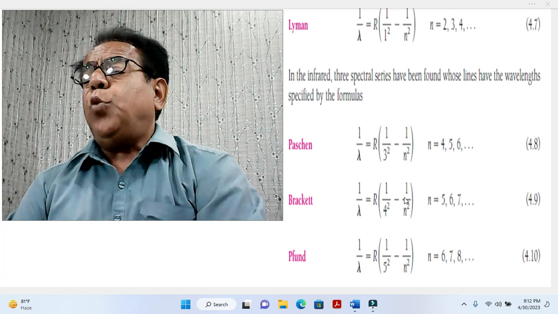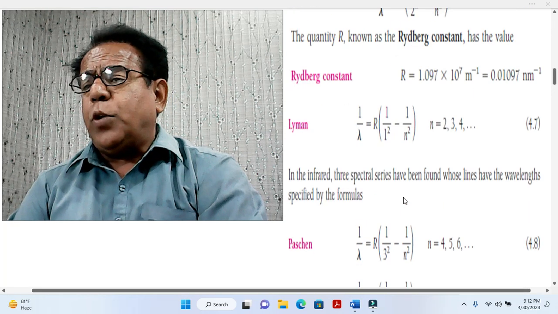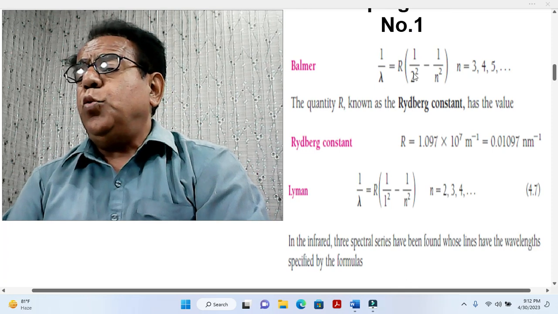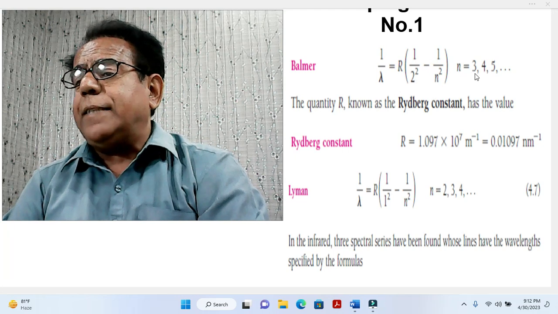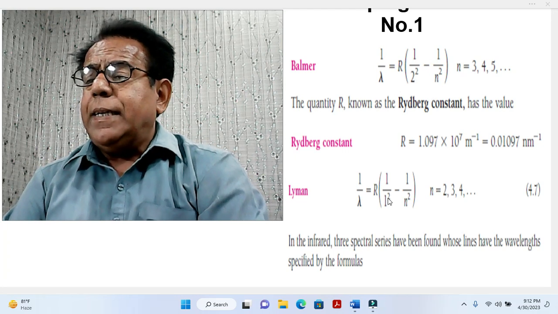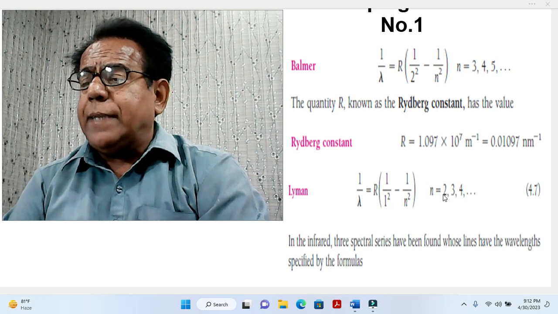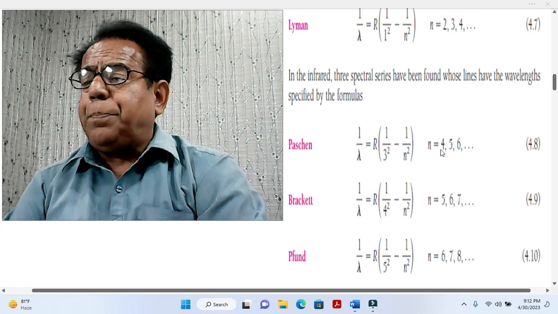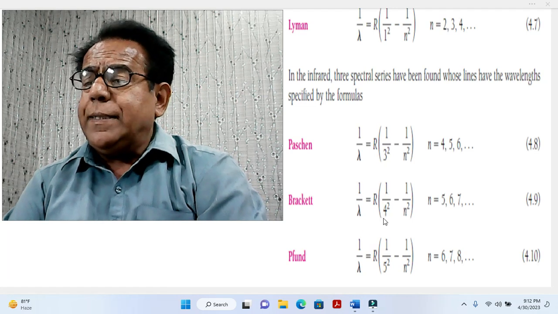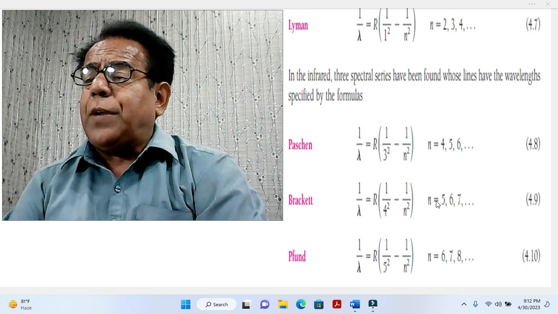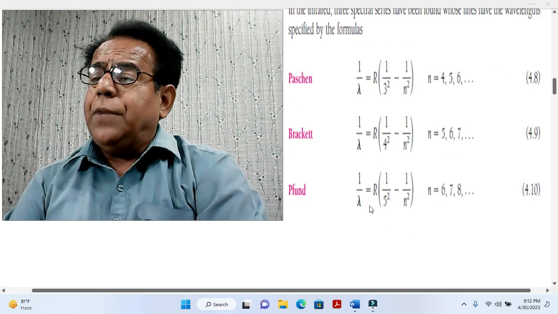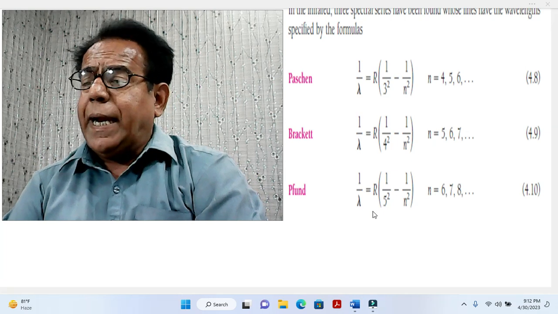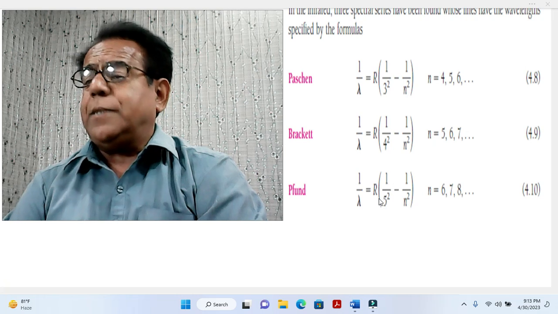Okay, so what pattern comes before us? When this is 2, n starts from one step ahead, that is 3. When this is 1, n starts from one step ahead, that is from 2. When this is 3, n starts from 4. When this is 4, n starts from 5. When this is 5, then n starts from 6, that is one step ahead or one step advance than this number.